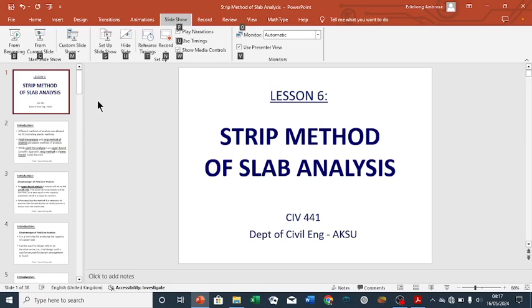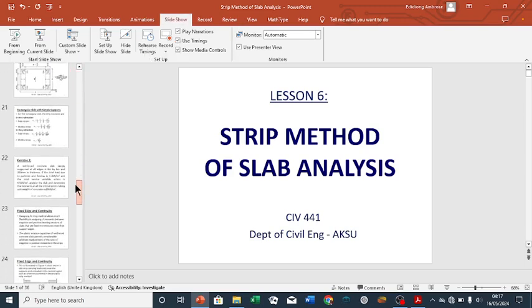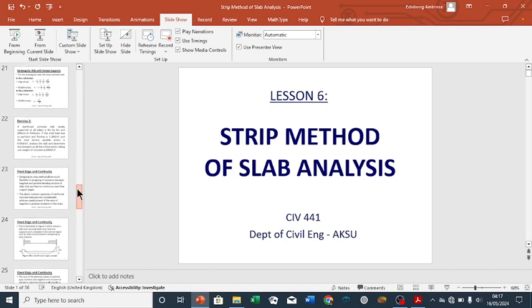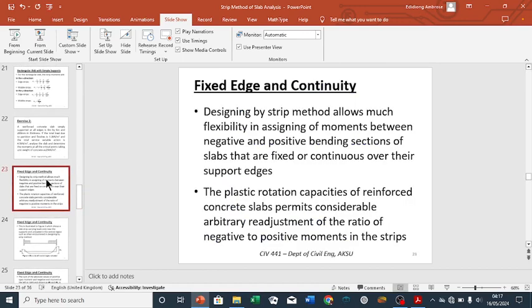Today we are going to continue from where we stopped in part 2. So this is actually going to be part 3 of it. And in today's lesson, we are going to look at slabs that have fixed or continuous edges.